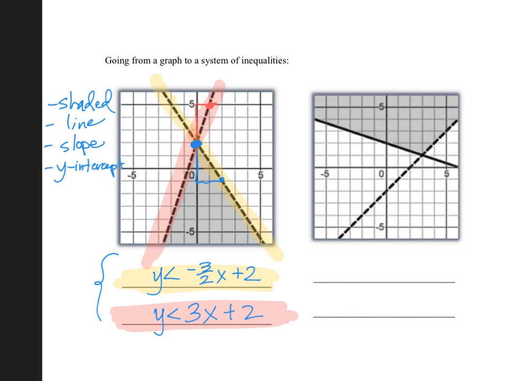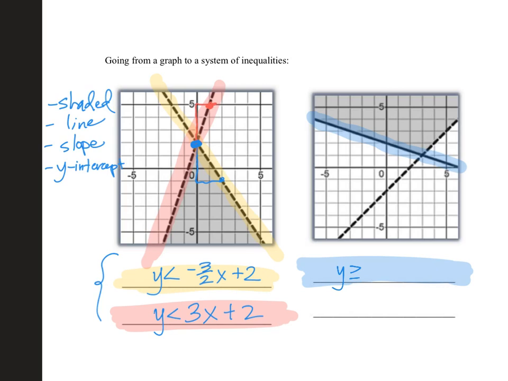Okay, so this first line, let's go ahead and look at this one right here. I'm using blue this time. Okay, so we know that this is going downhill, and so this is probably going to have a negative slope. It's a solid line, and we can tell that the area that's shaded is above this line. So I'm going to have y is greater than or equal to because it's solid and it's shaded above.